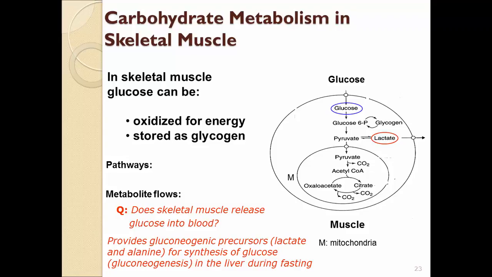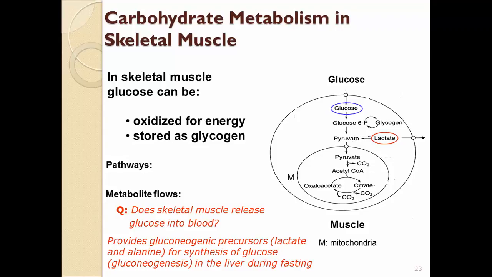For example, I already mentioned here, muscle can provide the precursors of gluconeogenesis, for example, lactate and also alanine, right? Muscle is an important site for protein metabolism, right? So muscle releases two important precursors of gluconeogenesis, lactate and alanine. Lactate and alanine can be picked up by the liver to make glucose in the liver.